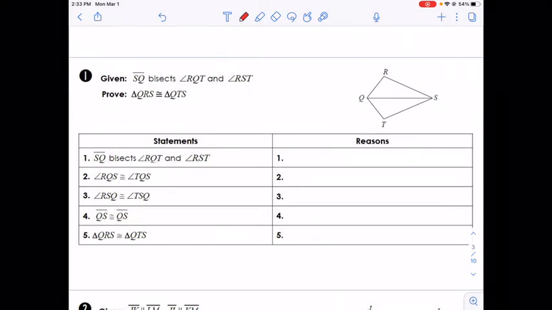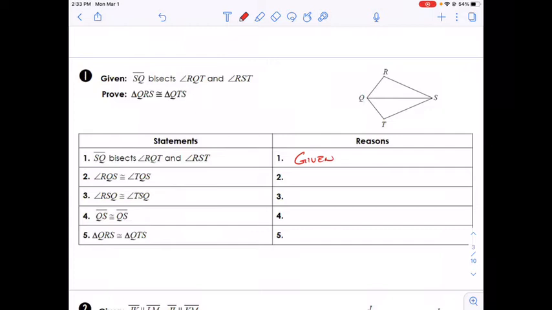So SQ bisects angle RQT and angle RST. Once again, we're going to first start with our given. So we're going to write down given here. Now we're going to mark what we know, RQS. So RQS is referring to this angle here, and it's congruent to angle TQS. Well, how do we know this is true? That is because of the definition of an angle bisector. So definition of angle bisector.